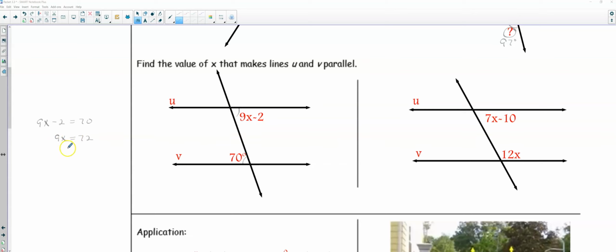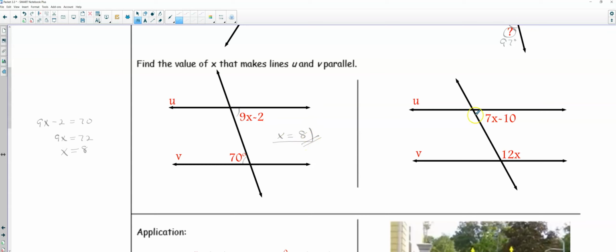So remember, then I have to divide by 9, so x is equal to 72 divided by 9, which is what, 8? So what is the question? Find the value of x. Well, in this case, x equals 8. That would be my answer.